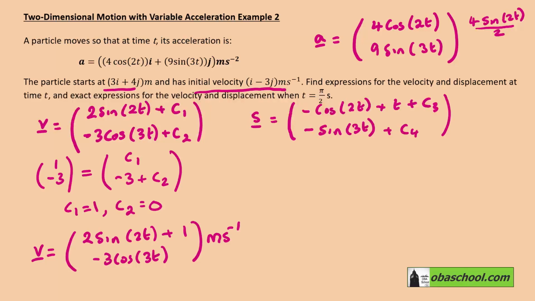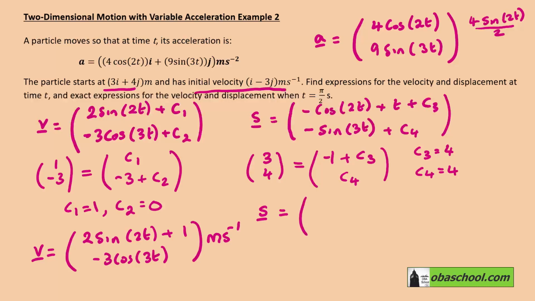We know the initial position. So we've got (3, 4) equals. Now when t is 0, cosine is 1, so that's going to be negative 1, of course, t is 0, plus c3. And the sine of 0 is 0, so this is just going to be c4, giving me that c3 is 4, and c4 is also 4. So my displacement is going to be (negative cos 2t plus t plus 4, negative sin 3t plus 4).